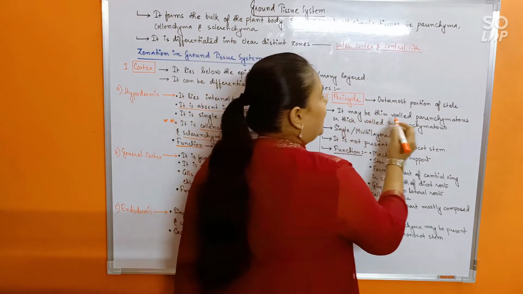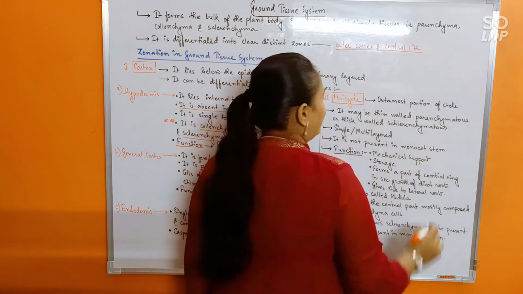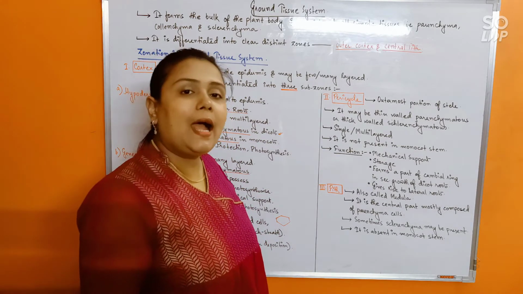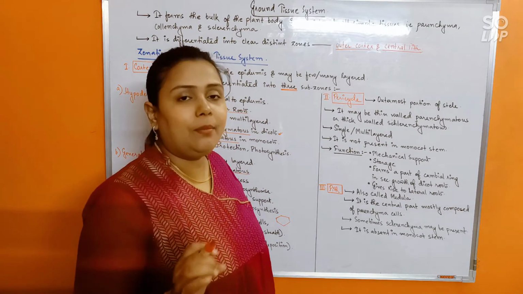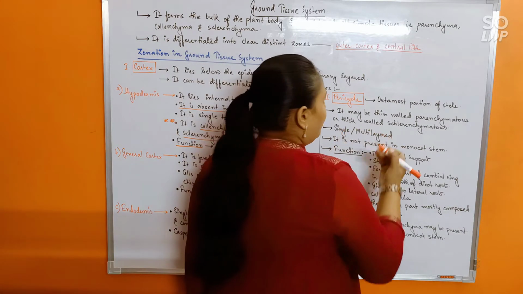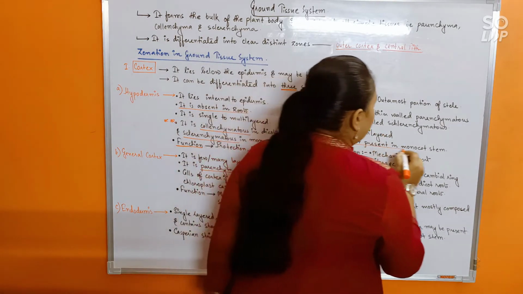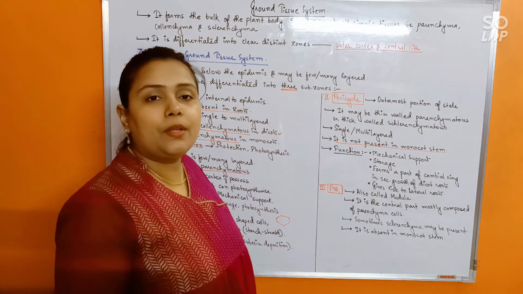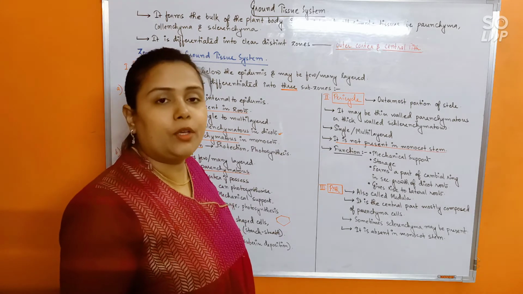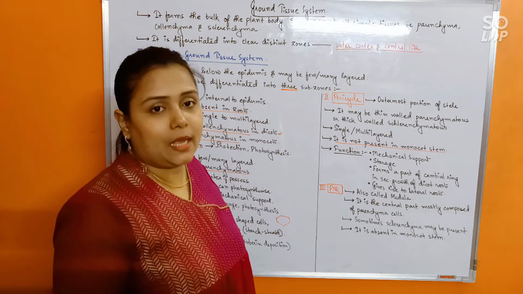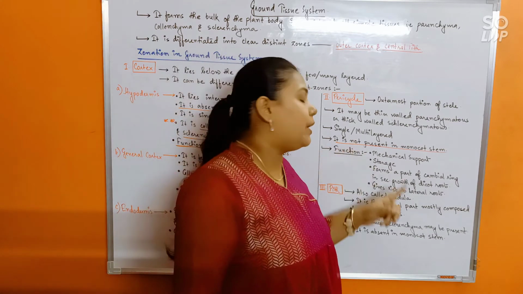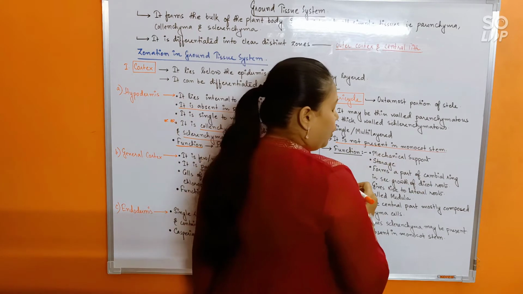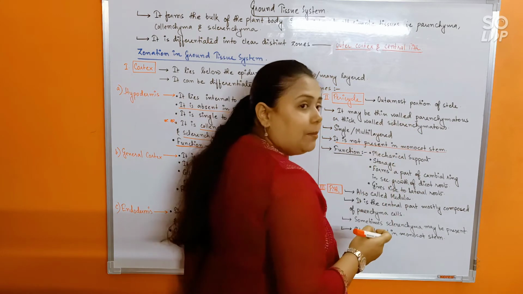Now, it may be thin-walled parenchymatous or thick-walled sclerenchymatous. So it may be of any nature. It can be made up of parenchyma also and sclerenchyma also. Mostly parenchyma. It is single or multi-layered, and it is not present in monocot stem. This is very important. Which particular cell is not present in which particular portion of the plant body? This is important for your objective exams. So do remember, it is not present in monocot stem. Fine. Function will be mechanical support, of course. Storage, because parenchyma is available.